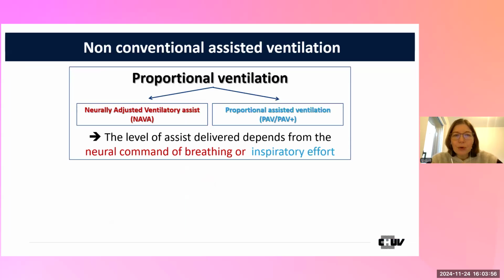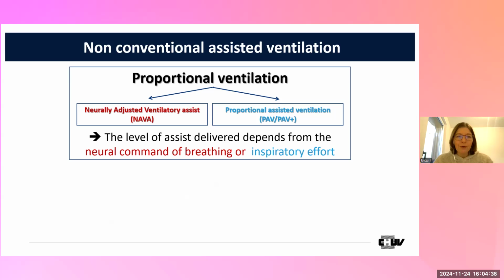And when we speak of those non-conventional modes of assisted ventilation, we can split them in different groups. One of those groups is proportional assist ventilation, or proportional ventilation in general. Under this word proportional ventilation, we have two different modes: neurally adjusted ventilatory assist first, and proportional assisted ventilation second. The difference between the two is that the signal that is used to deliver proportionality is not the same.